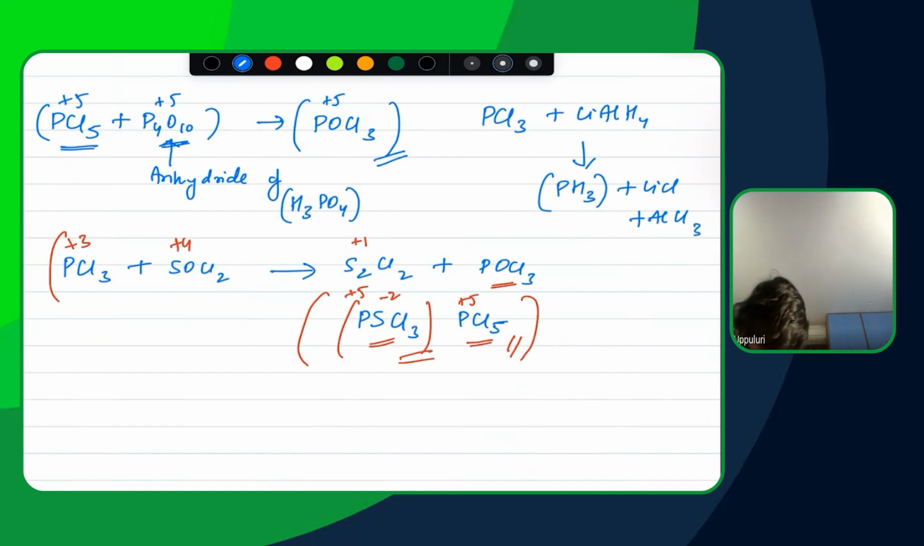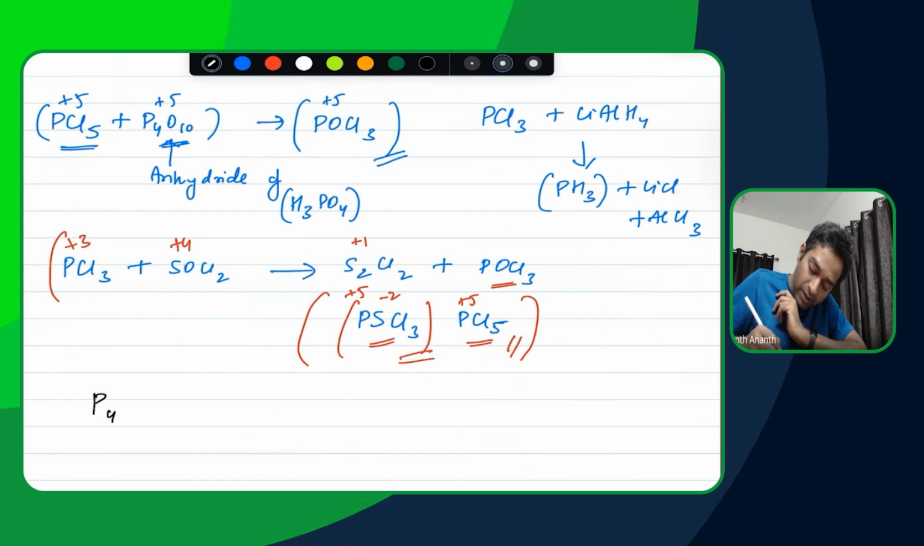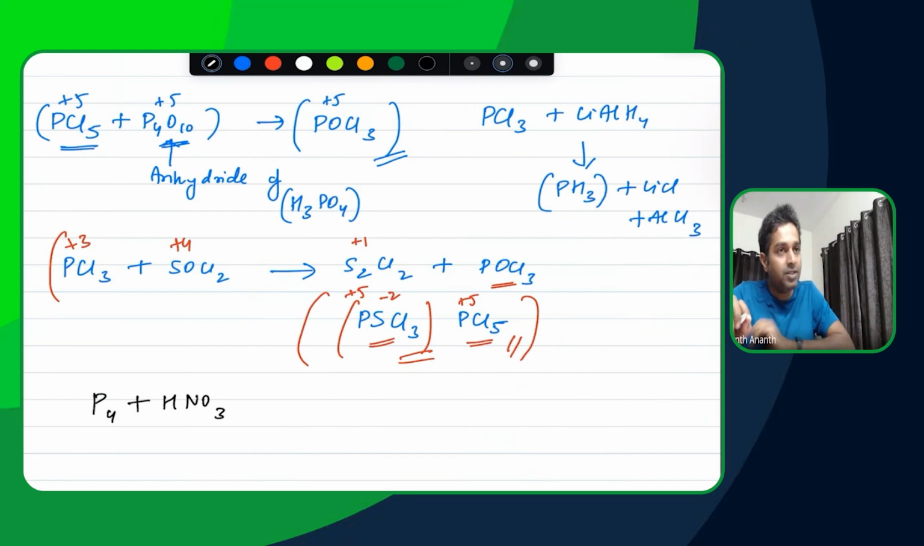Next up. P4 plus HNO3 gives H3PO4 plus NO3. P4 plus HNO3. How do you proceed here and understand the reaction? Now HNO3. What type of a substance is HNO3? Powerful oxidizing agent. That's its identity. Yes or no?